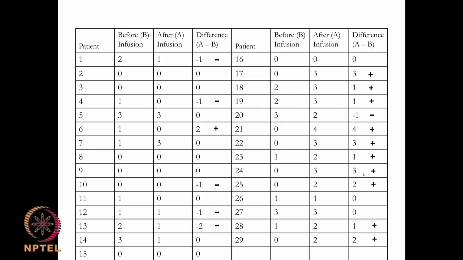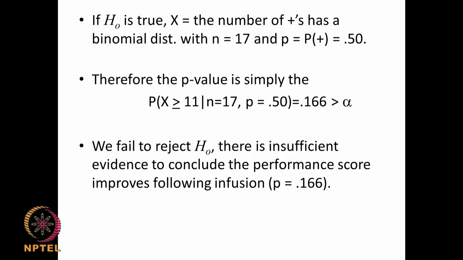So, we will look at only the pluses and minuses. As you can see, the minus is 1, 2, 3, 4, 5, 6, and the plus is 1, 2, 3, 4, 5, 6, 7, 8, 9, 10, 11. So you have 11 pluses and 6 minuses in 17 data points. If H naught is true, then we should have a probability of 0.5 for the 17 data.